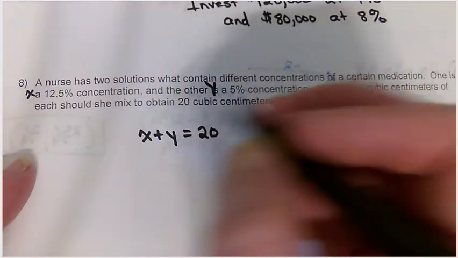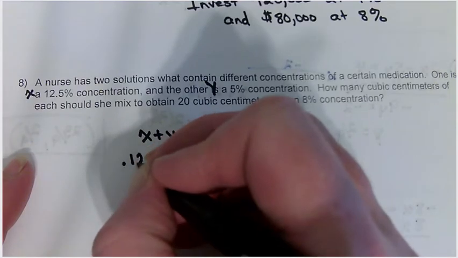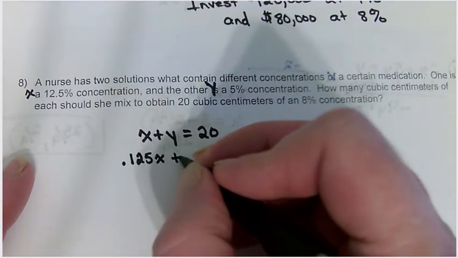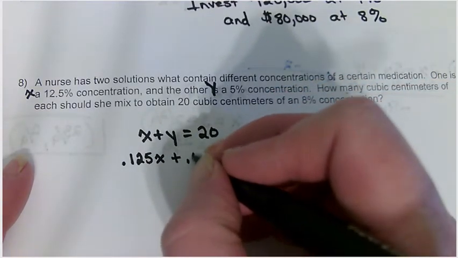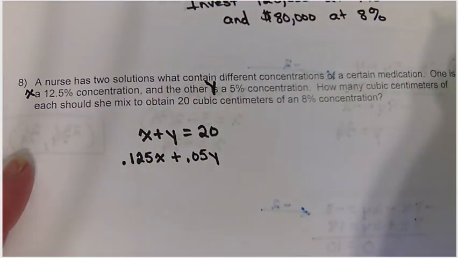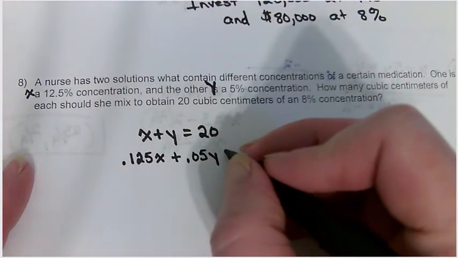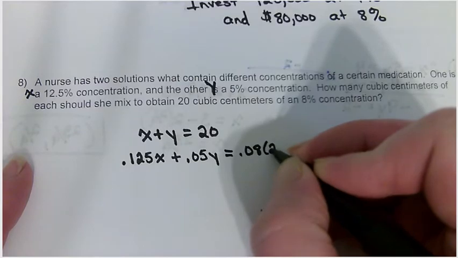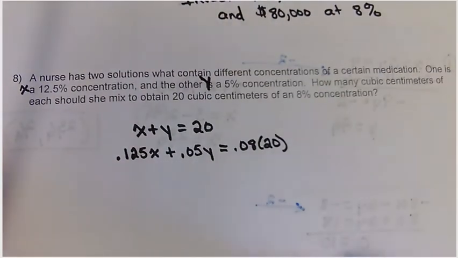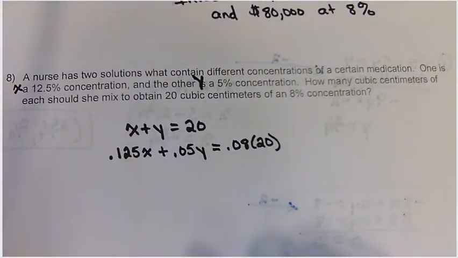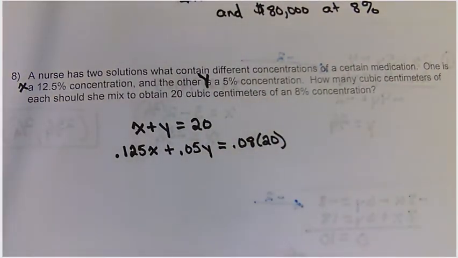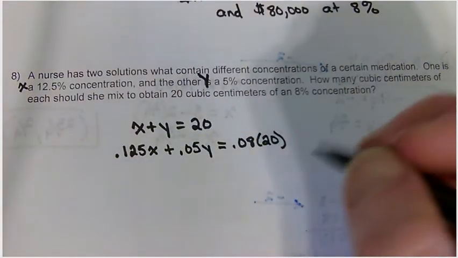The percentages is a little bit of a different story. So 12.5% would be 0.125 of this concentration. The other one is 0.05 of medication Y, and we want that to equal 0.08 of the 20. Oh, of the total. Okay. So I need to clean that up a little bit. What is 0.08? That's 1.6.